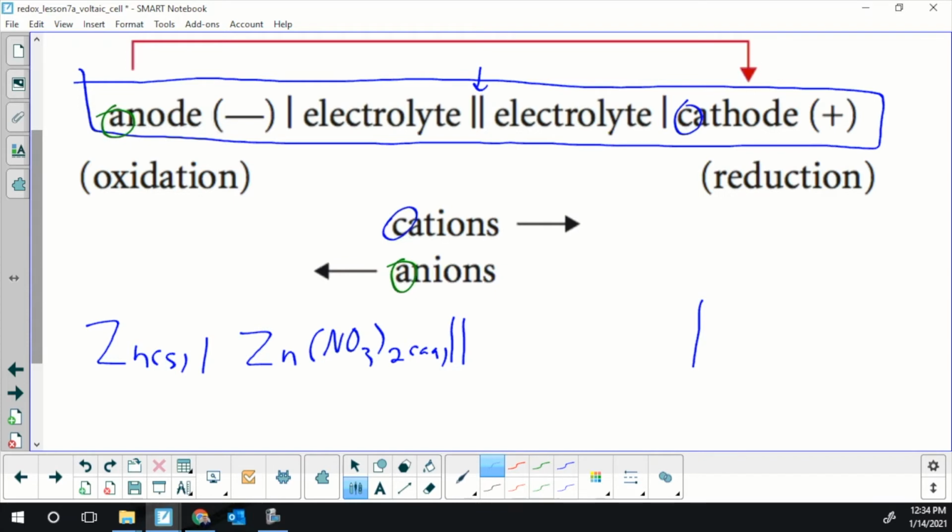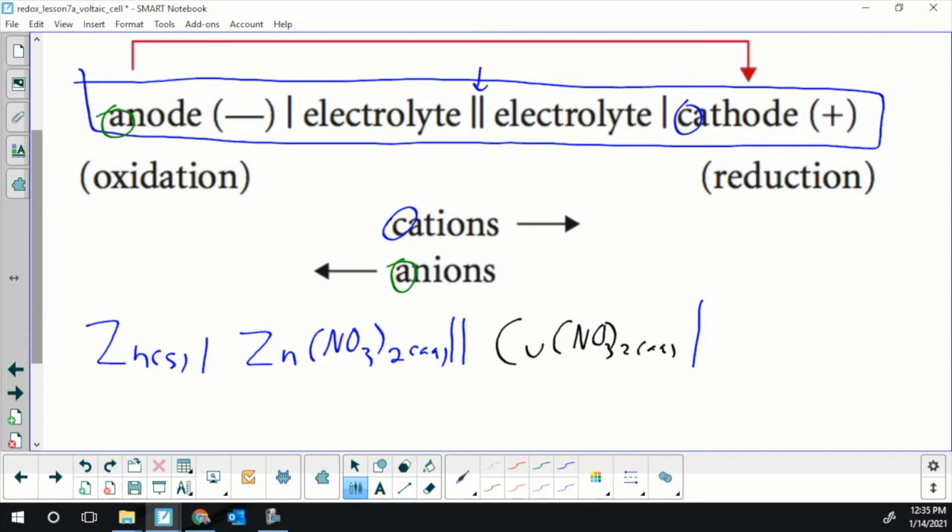Nitrate's a spectator ion. It didn't show up in our chemistry. Sometimes you'll see the spectator ions left out or put in. If I ask you to do cell notation, you don't have to put in the nitrate, but you do have to put in the chemicals that react. Now we have a double line, and now I've got to express what's going on in this half cell. It's got copper nitrate, aqueous. That's the blue solution, very dark blue solution.